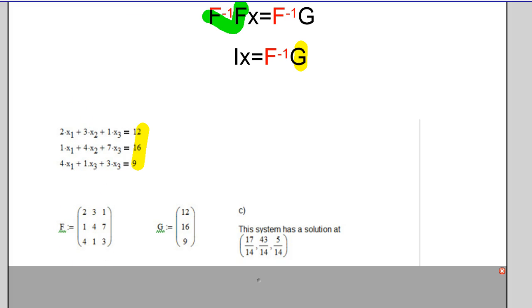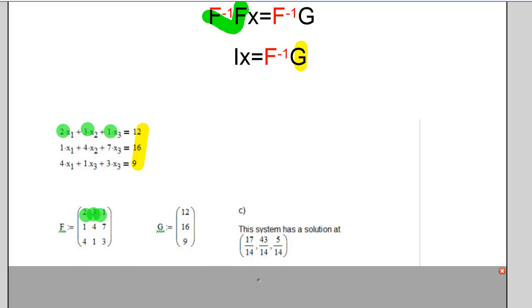And where am I getting these values for F? Well, I'm getting these values for F from the actual coefficients of the corresponding x values. So each row in F represents the coefficients for one equation. The second row represents the coefficients for the second equation, and so on. And the idea is if I were to multiply this by the matrix x1, x2, x3, then I will get this expression.